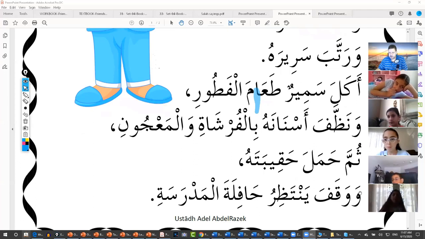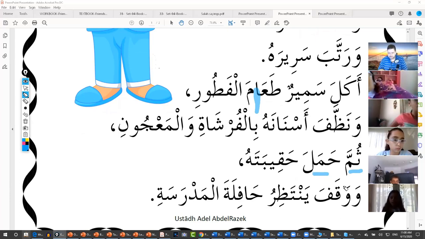Sophie, the last two lines. Mute yourself and Lilas after you're done. Where, Sophie? Then he carried his bag and stood waiting for the school bus. Well done, Sophie, excellent. He stood playing, stood drinking, stood waiting. Waiting means if Lilas is doing something. Lilas, wait. So he stood waiting for the school bus.